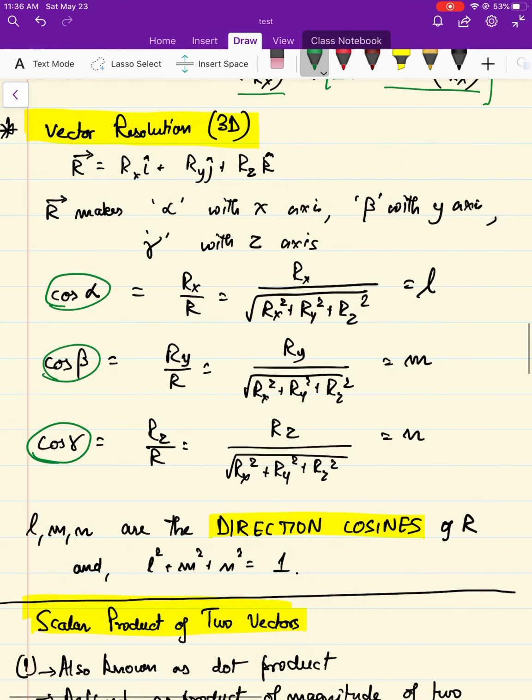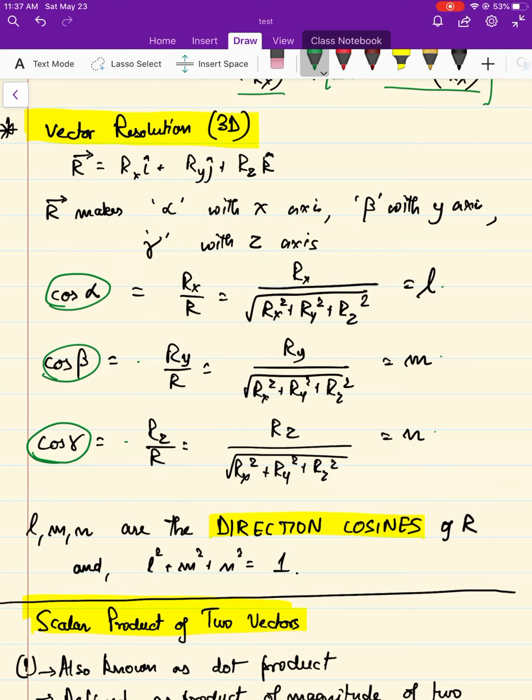And that is as easy to understand as it gets, because let's say my resultant vector is given as the r vector, and this r vector is at an angle alpha with the x-axis, at an angle beta with the y-axis, and at an angle gamma with the z-axis. In that case, cos alpha is given as this expression, as you see over here. Cos beta and cos gamma are given subsequently, and they're denoted as L, M, and N.